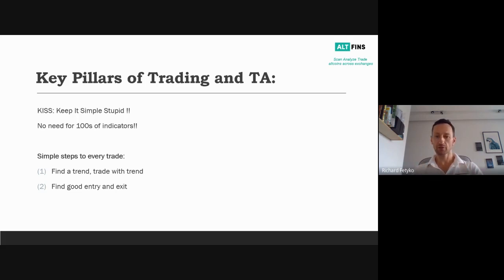Okay, once we find a trend, and most likely an uptrend is what we'll be interested in, but more advanced traders can also focus on a downtrend and profit from a downtrend. But once we identify a trend, which with the altFINS platform is super easy, then we find a good entry and exit. Okay, so keep it simple.